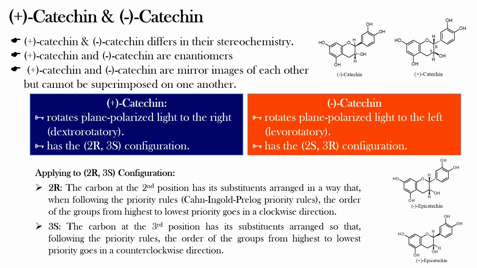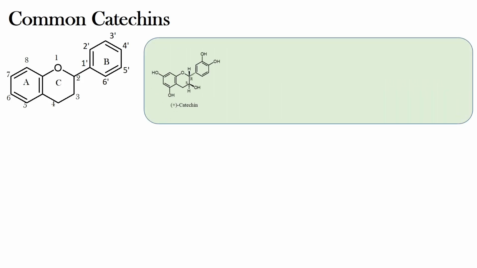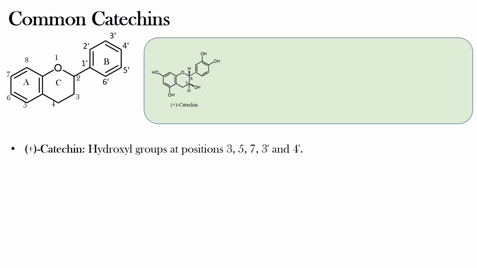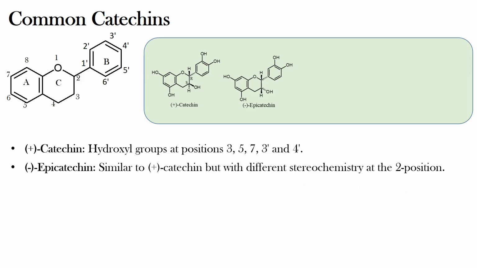So these are the differences between catechins. Important catechins. The first example is catechin. Catechin has hydroxyl groups at positions 3, 5, 7, 3' and 4'. Now epicatechin. Epicatechin is similar to catechin but differs in its stereochemistry at the C2 position.